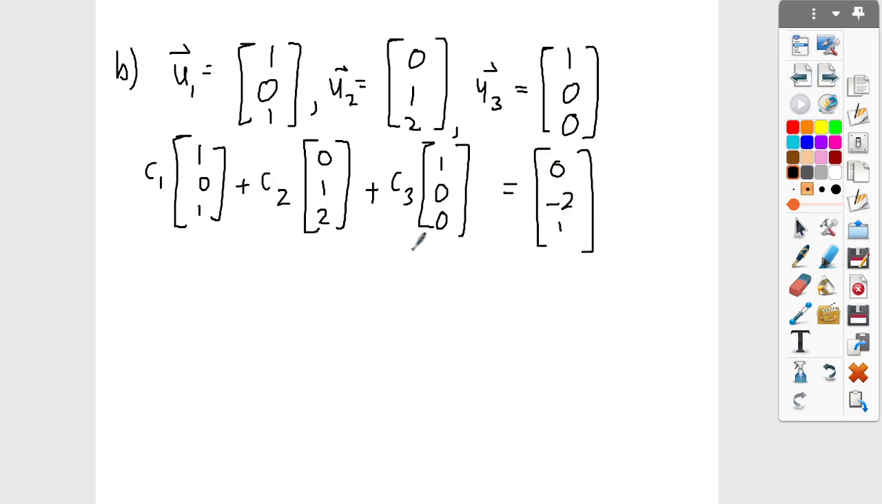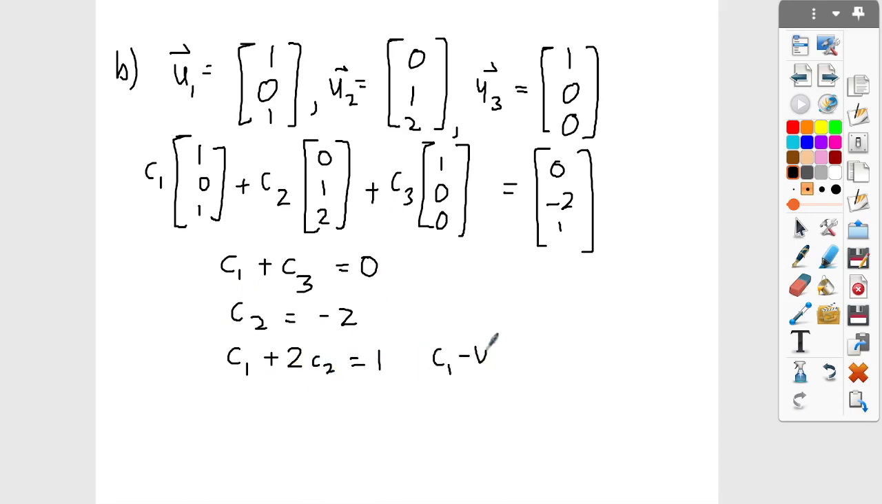So you can actually write the system of equations right now. I'm going to do that. For all the tops, it's C1 plus C3 equals 0. C2 is minus 2. And 1 of C1 plus 2 of C2 is positive 1. So what does that mean? Well, we can take C2 equals minus 2 and back substitute. So C1 minus 4 is 1, so C1 is 5. And 5 plus C3 is 0, so C3 is minus 5.